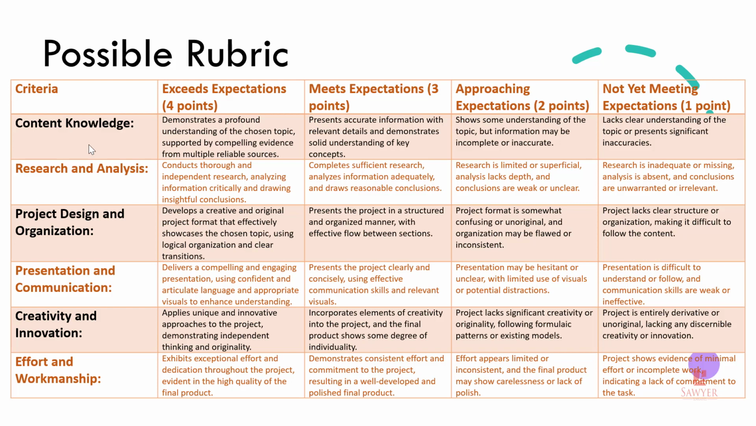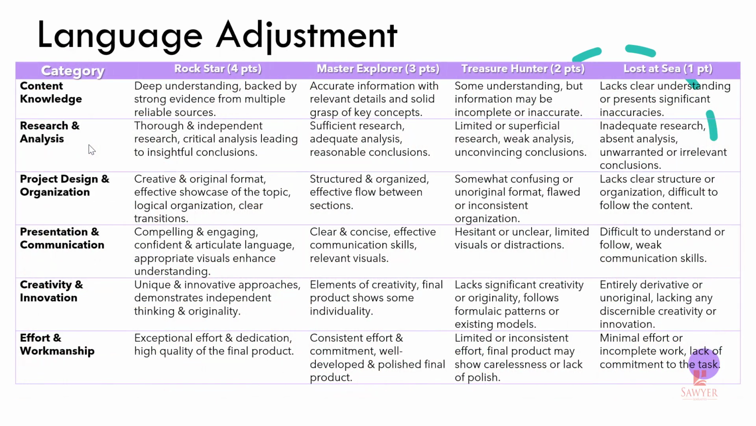But again, we have to break the language down. So it might look like this. After we adjust it, for content knowledge, they could be a rock star: deep understanding backed by strong evidence from multiple reliable sources. It's not complicated language. It's easy enough to understand. And in fact, I'll give you this particular rubric that you can use for English and social studies, and this would go with your 8th grade.